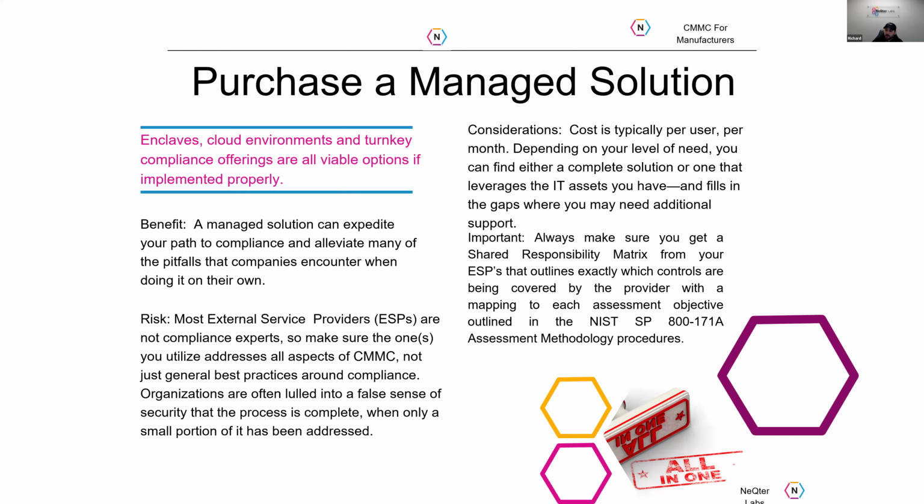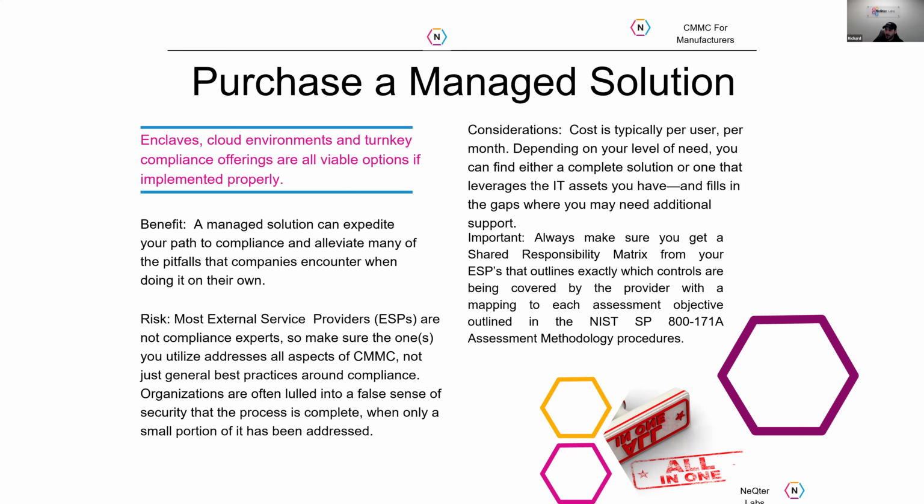I think some of the formatting got messed up on this slide, but it's important to always make sure you get a shared responsibility matrix from your external service provider outlining, and this is very important, which controls are being covered by the provider with a mapping to each assessment objective. So not just the 110 controls, but each assessment objective within those controls.